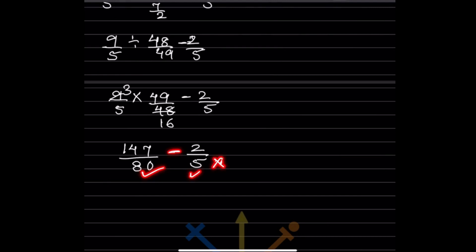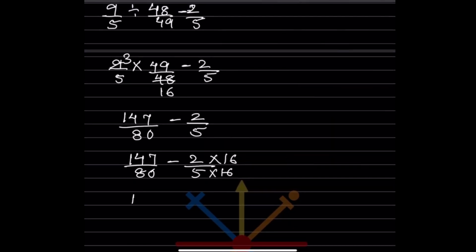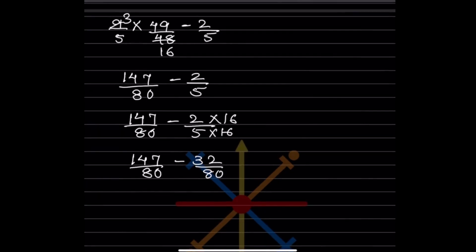So here the LCM is going to be 80. So 16 5s are 80. So this also should be 16. So now let us write that step. 147 by 80 minus 2 by 5 into 16 into 16. So what is that going to be? 147 by 80, that is minus 32 by 80. So it should be 147 minus 32 by 80.